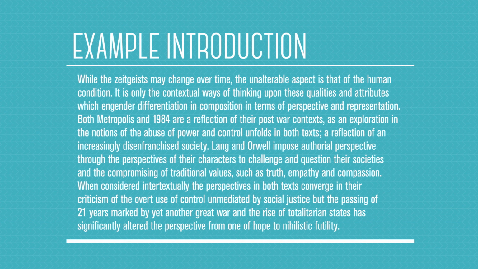Both Metropolis and 1984 are a reflection of their post-war context as an exploration in the notions of the abuse of power and control unfolds in both texts. A reflection of an increasingly disenfranchised society. Notice now, context together. Lang and Orwell impose authorial perspective through the perspectives of their characters to challenge and question their societies and the compromising of traditional values such as truth, empathy and compassion. Again, note they're together. And the values I talked about earlier.